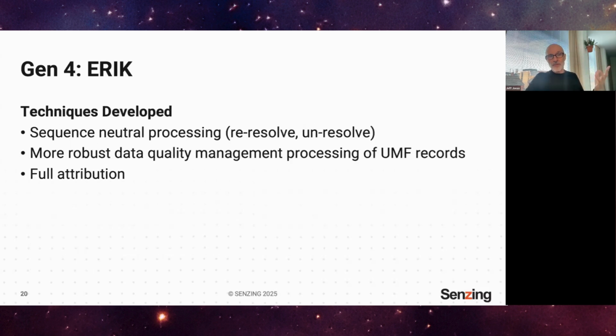And so in Gen 4, as new records land, you have to reevaluate it to see if other records should collapse. And more expensive is you have to figure out if you've learned something that should cause other entities to explode. Doing that real time on streaming data is pretty tough. We got really good at full attribution here, and we built more improved data quality management as the data is flowing through.